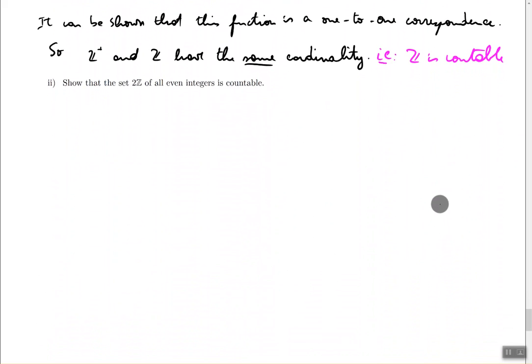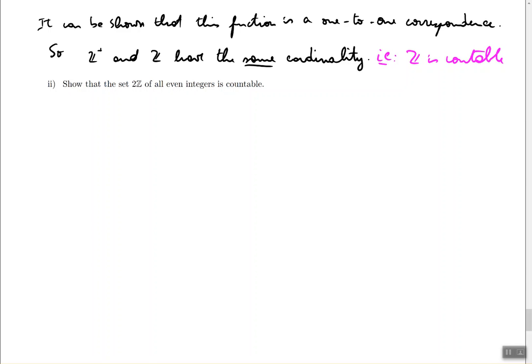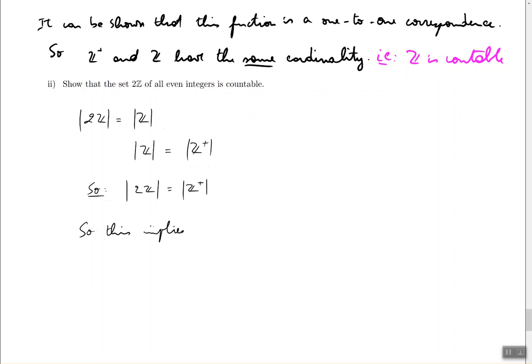Now, let's see, is the set 2Z countable? Is the set of even integers countable? So in an earlier example, we showed that the set 2Z had the same cardinality as the set Z. And in the last problem, we showed that the set Z itself has the same cardinality as the set Z plus. So that means by transitivity that the set of even integers is equal in size to the set of positive integers. So this implies that the set of even integers is also countable.